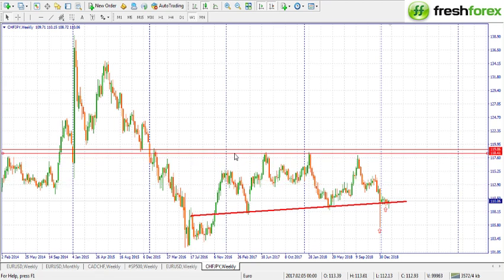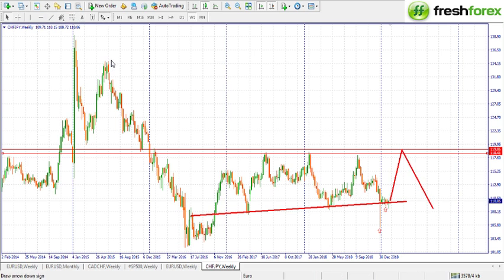Like this, we have a support, then there's a break. You can see it's holding. And in case the price gets back to that place in the future, then that will be the correct place to sell from, not somewhere in between.